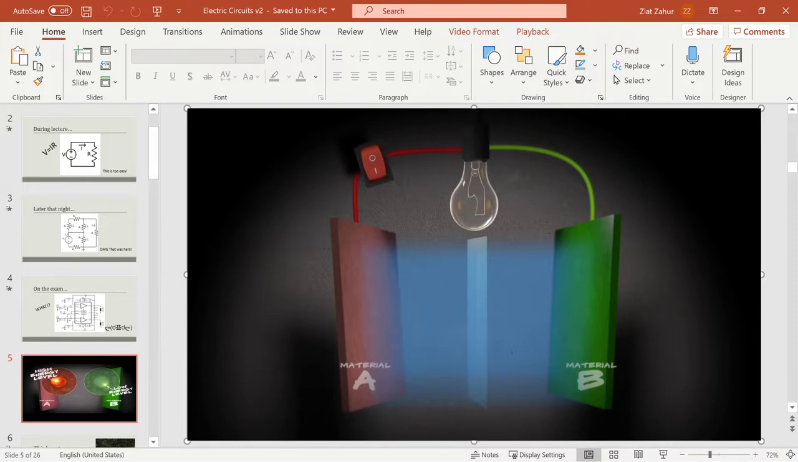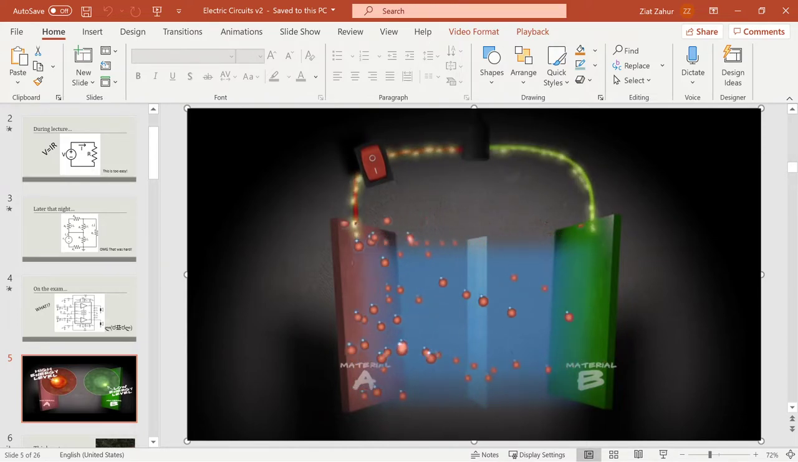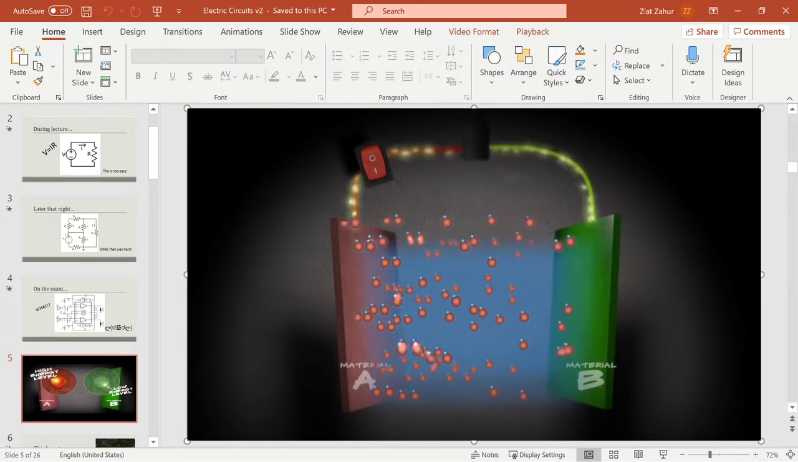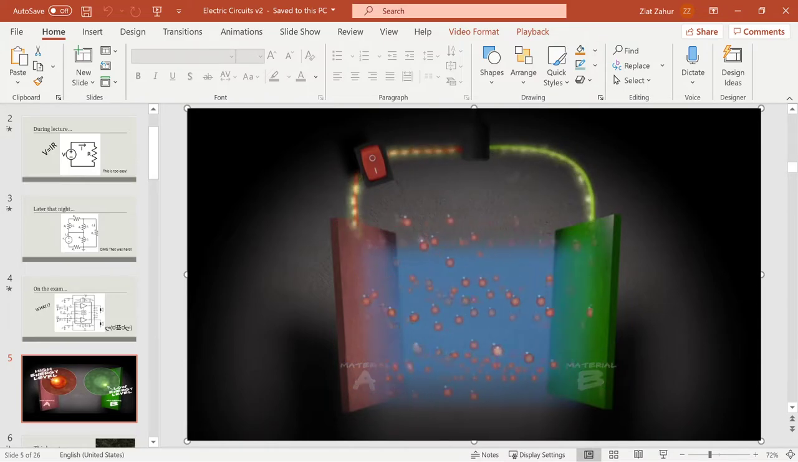To recharge the battery, you just do things in reverse. Instead of a circuit, you're putting in an energy that forces the electrons back into material A. The ions then leave material B and rejoin their lost electrons, and the battery is ready to discharge again.